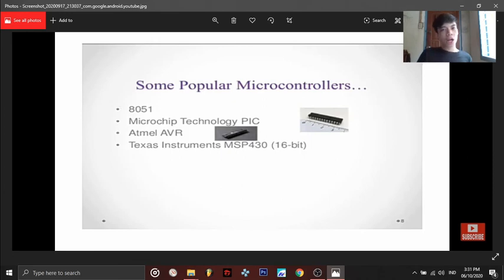Some popular microcontrollers, as you can see, microcontrollers are everywhere, even your digital watch, your phone, TVs, even a power strip, I don't know. So here are the popular microcontrollers: 8051, Microchip Technology PIC, Atmel AVR, and Texas Instruments MSP430 16-bit. So that's for today.